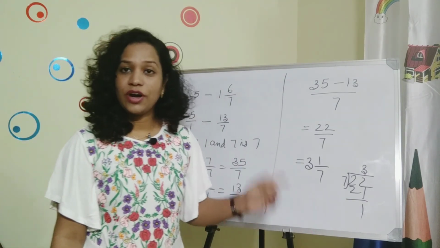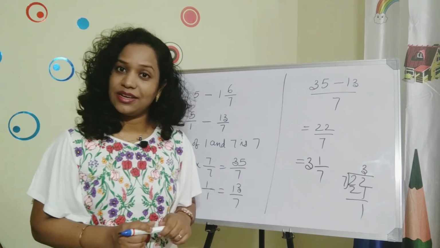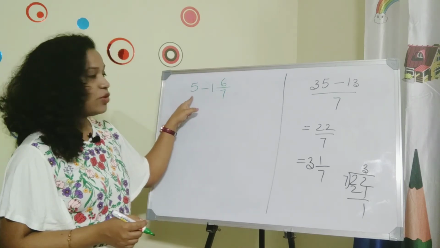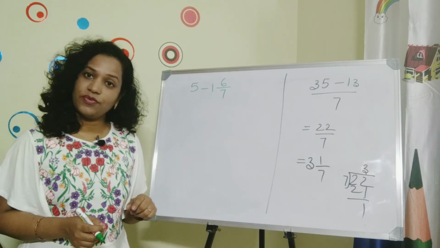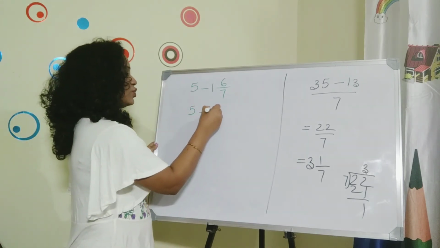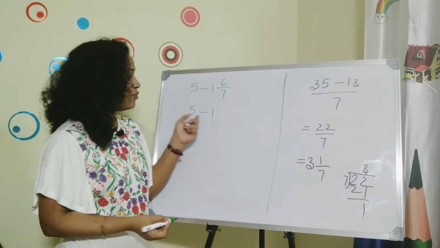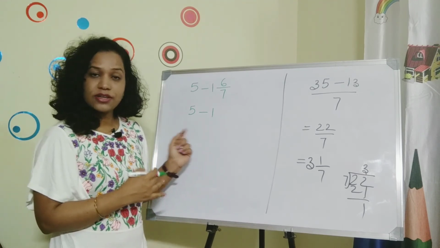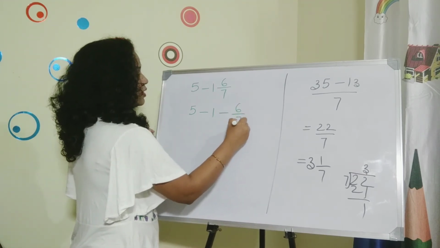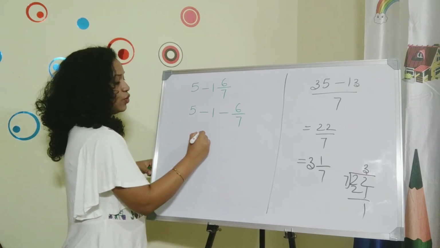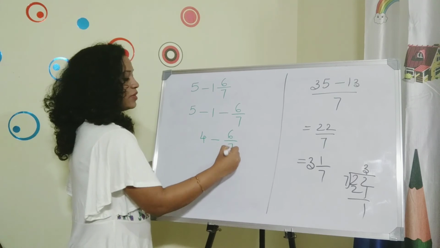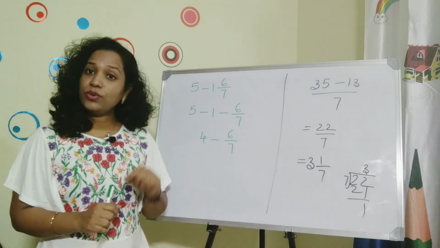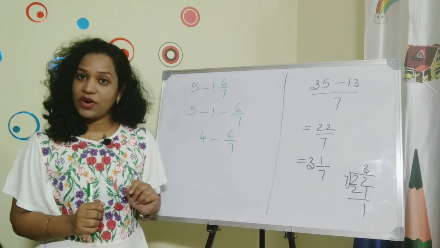I will show you one more method to find this answer easily. This is our question. 5 minus 1, 6 by 7. So I am going to subtract the whole numbers first. 5 minus 1. After subtracting 1 from 5, I have to subtract 6 by 7 also from that. So minus 6 by 7. So what is 5 minus 1? 4 minus 6 by 7. Do you know to subtract 6 by 7 from 4? No. But you know to subtract 6 by 7 from 1, right?